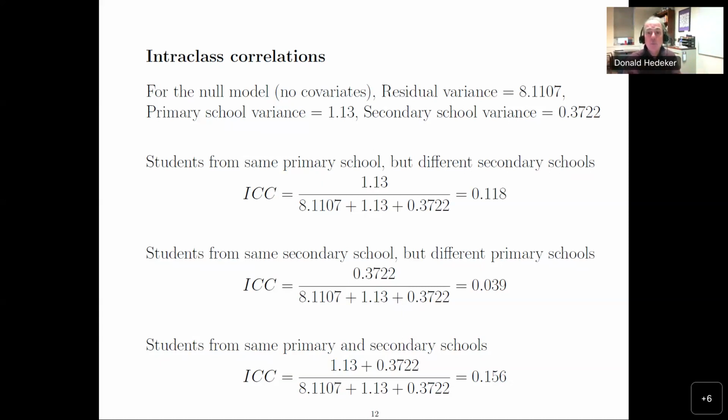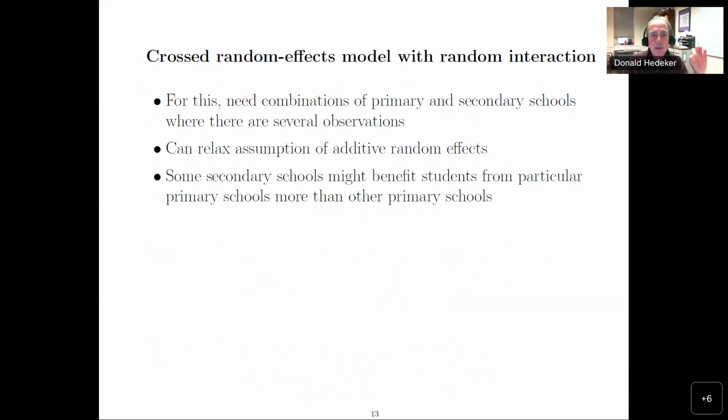Of course, as we add in covariates that explain some of this variation, these ICCs would presumably go down. Okay, now here's an additional twist in cross-random effects models that's kind of interesting sometimes. We can actually have interactions between these two kinds of clustering. The idea here is that it could be the case that some secondary schools, say, might benefit students from particular primary schools more so than other primary schools. So there's an interaction that could be going on. So it would relax the assumption of additive random effects. And this is something worthy of checking out, I think, when you have these cross-classified models, to see if this is present or not. And I'll show how to do that.